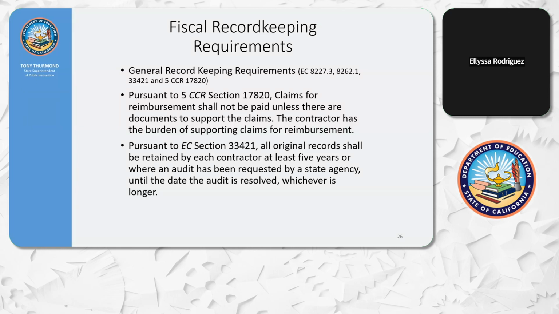The length of time you keep your records is governed by Education Code 33421, which states, claims for reimbursement shall not be paid unless there are documents to support the claims. The contractor has the burden of supporting claims for reimbursement. All original records shall be retained by each contractor at least 5 years or where an audit has been requested by a state agency until the date the audit is resolved, whichever is longer.